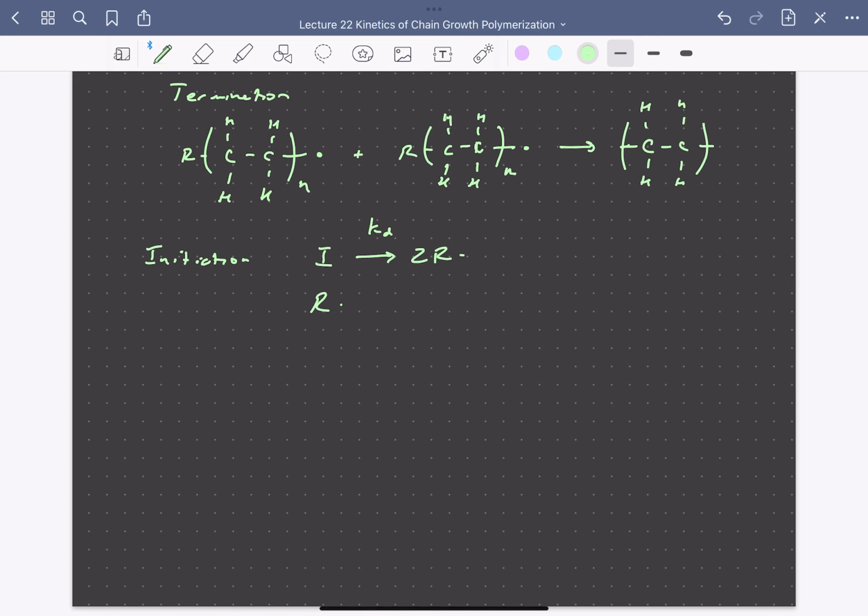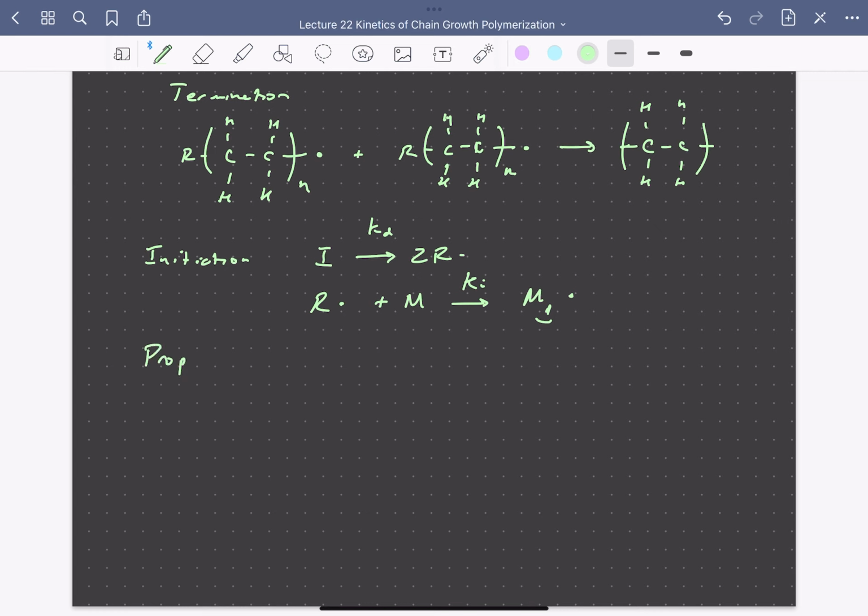So also in this initiation process, one of these radicals will react with a monomer, which we will denote M, to form one of these growing chains, and so the subscript here notes the size or number of monomers involved. And so we'll give this a rate constant ki for the initiation.